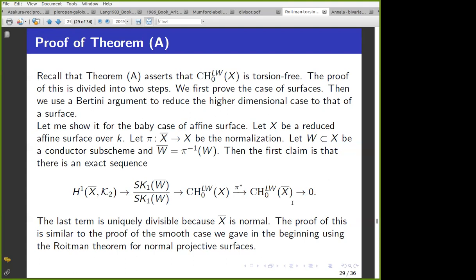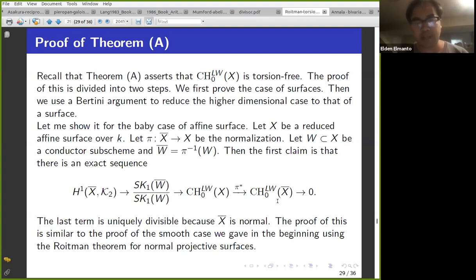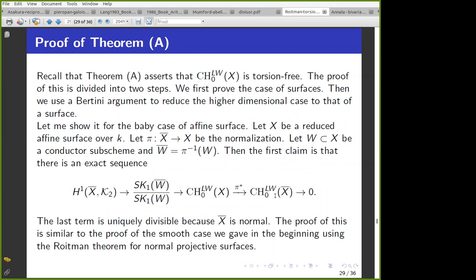But it's not known for arbitrary singular varieties. For normal varieties, you can expect the projective Roitman torsion theorem. It's known. That's the theorem, which I was just quoting. I need it only for surfaces, but it is true in all dimensions.